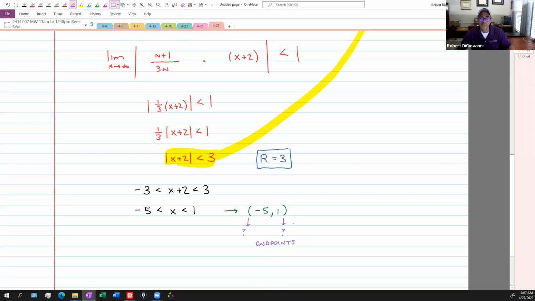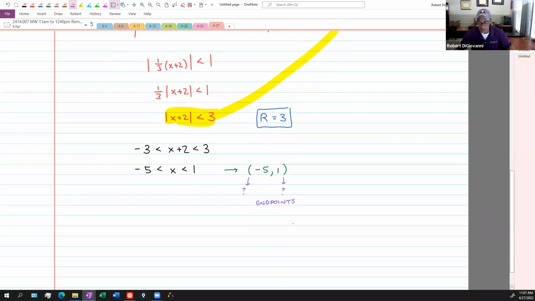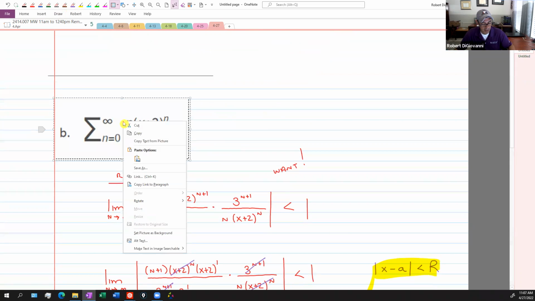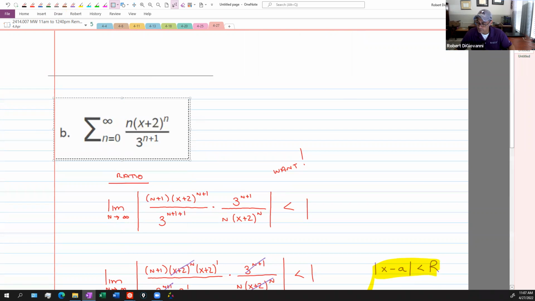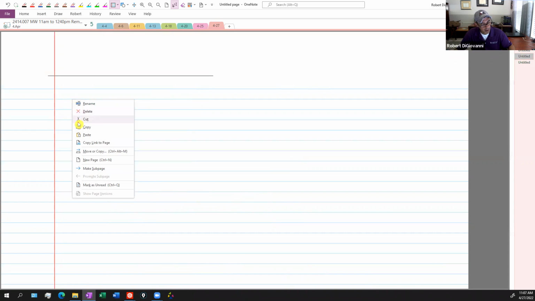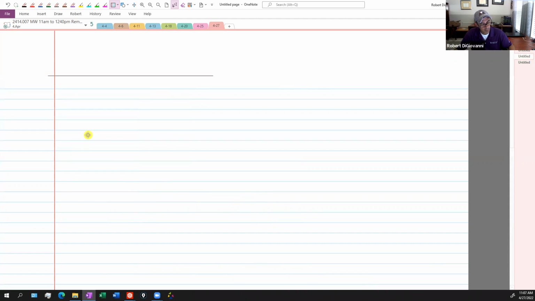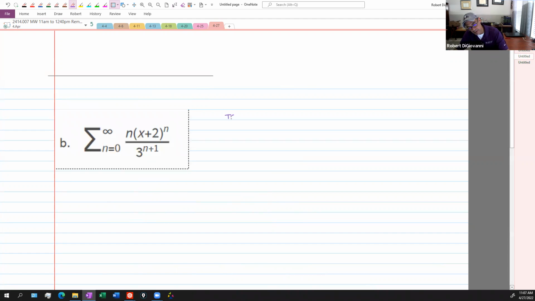Right, don't know. So I need to check them. I need to check the endpoints. I'm gonna have to go to the next page to do that. So I'm gonna have to check at -5 and at 1, and I'm gonna be checking this power series. So I'm gonna go to this power series, and we wanna test it at x equals -5, and then we wanna test it at x equals 1.